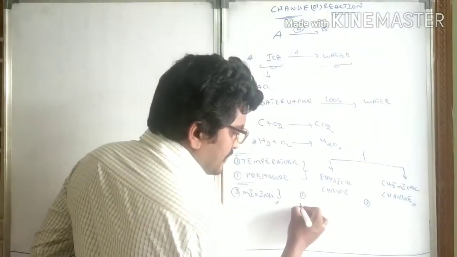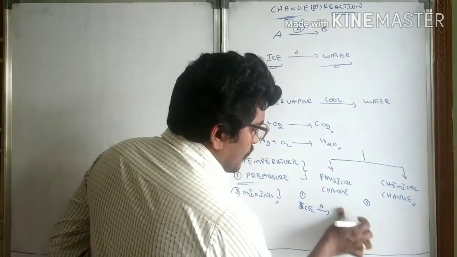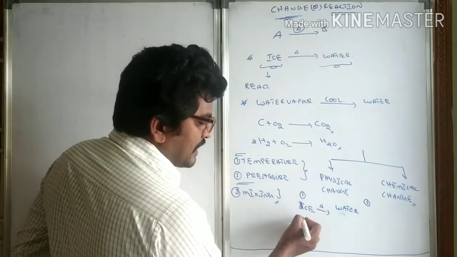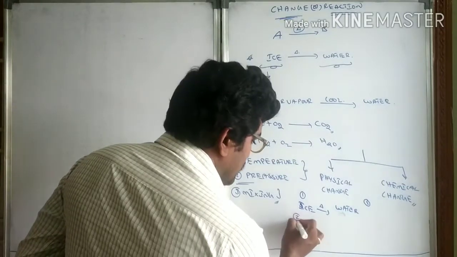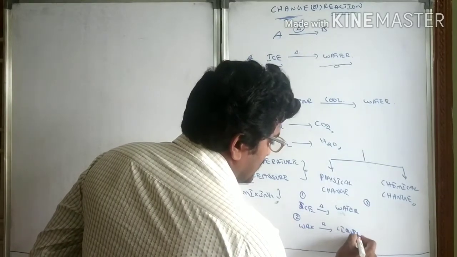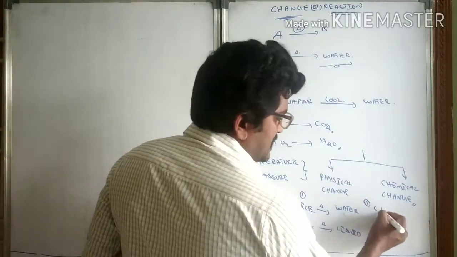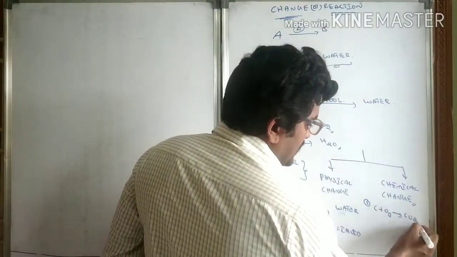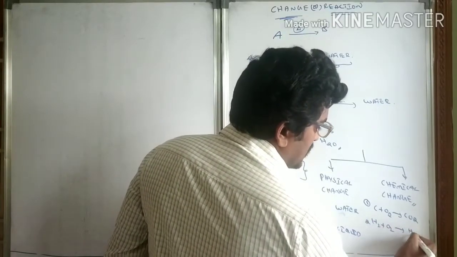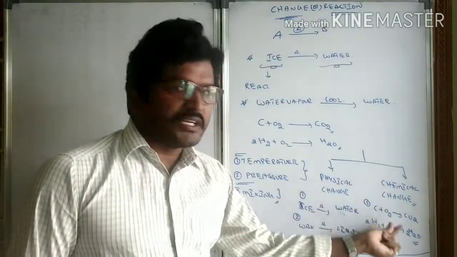For example, take ice: on heating it gives you water, and if you cool the water you get ice. Second, take wax: heat wax and you get liquid; cool the liquid and you get wax. But in chemical changes, C plus O2 gives CO2, H2 plus O2 gives 2H2O. Like this, you can have physical change and chemical change.